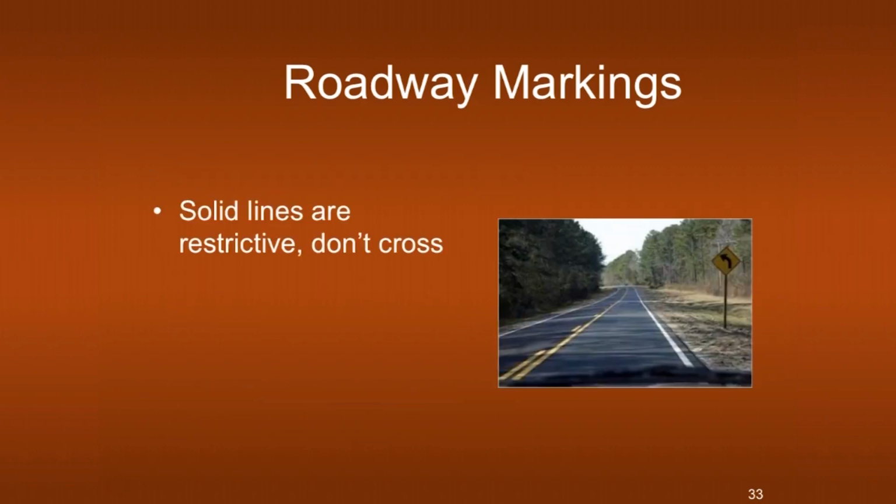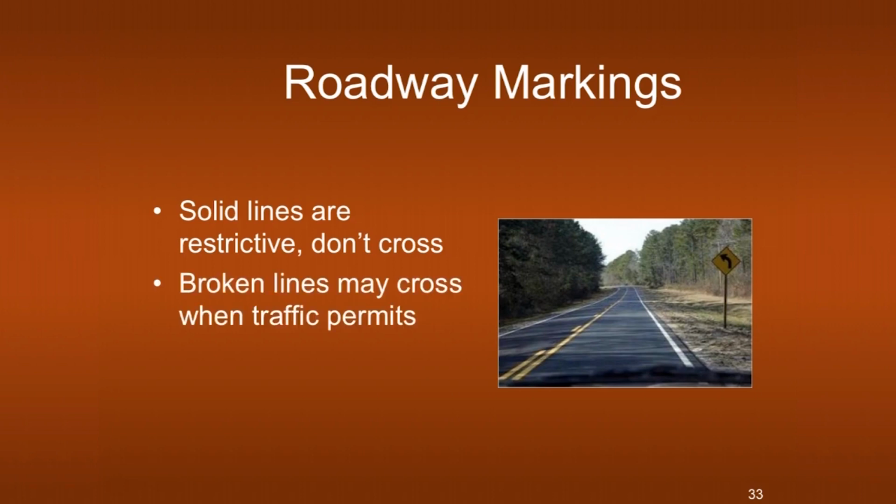Solid lines are restrictive, don't cross. Broken lines do allow you to cross when traffic permits. So here you see a 2-lane road. If you're traveling in the direction that this picture was taken, you'll notice that there's a solid yellow line on that left side. So there's a prohibition there. You do not want to cross it. However, traffic coming from the other direction heading toward you, they have a dashed yellow line, a broken yellow line. They would be allowed to pass if it is safe to do so.